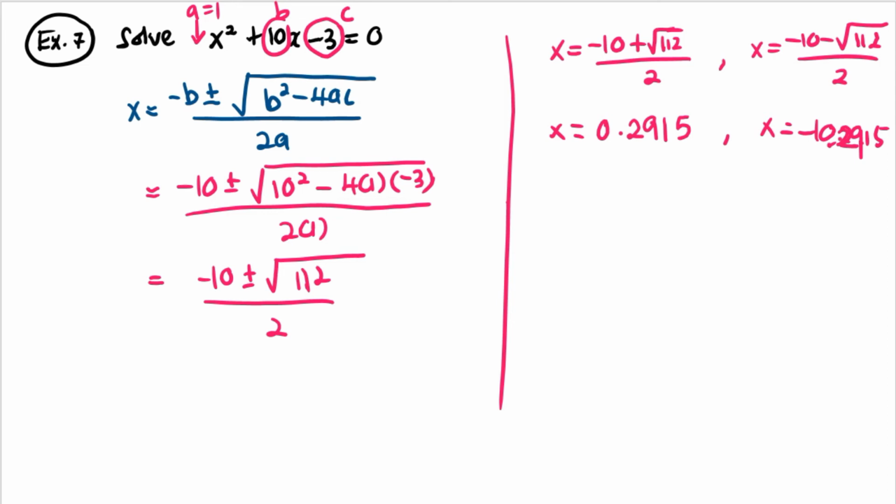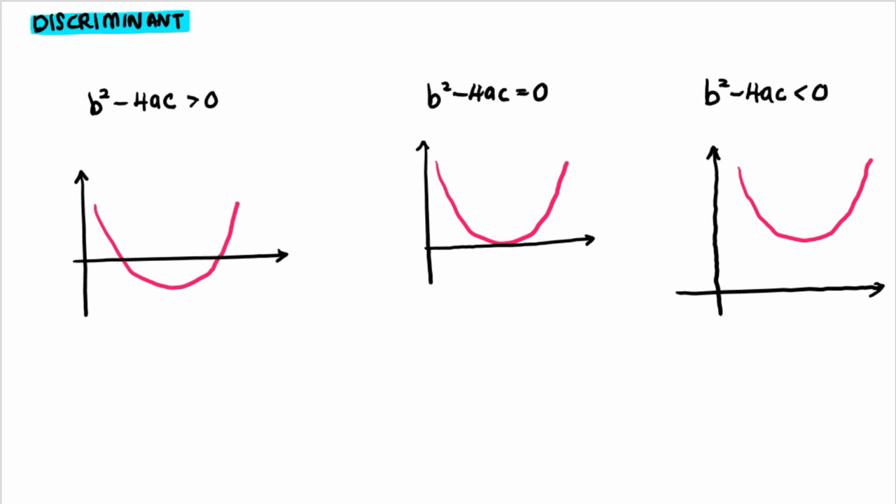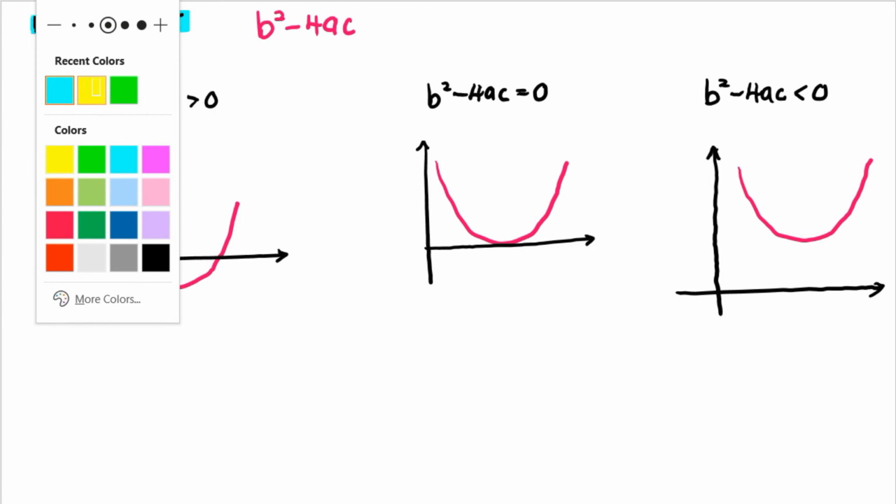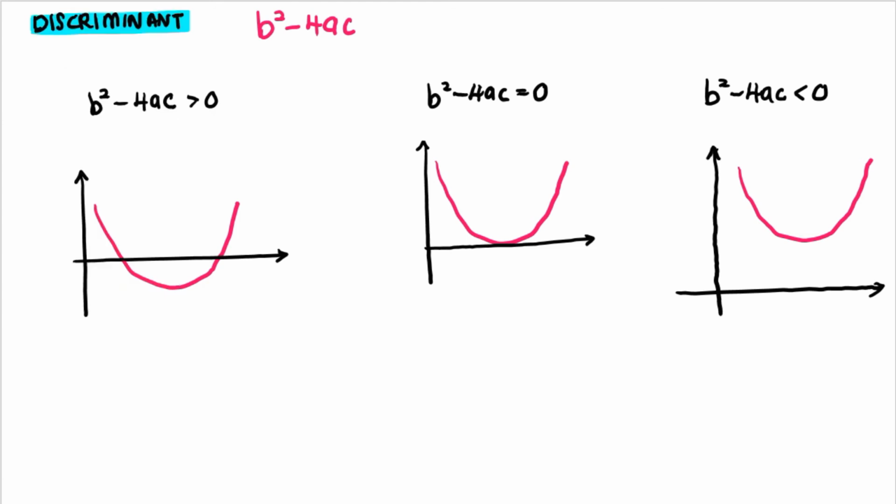Now let's look at the concept of the discriminant for the quadratic equation. What is a discriminant? The discriminant is the part where we have b squared minus 4ac, which is the one under the square root inside the formula for the quadratic equations. Now, we have to consider three cases here. The first one is when the discriminant value, b squared minus 4ac, is greater than 0.